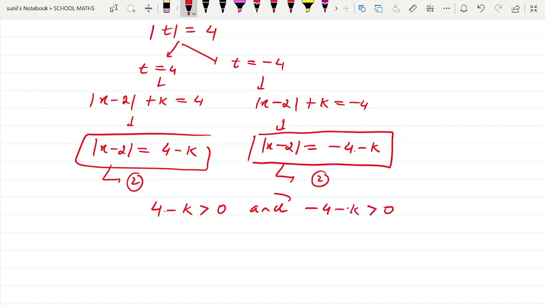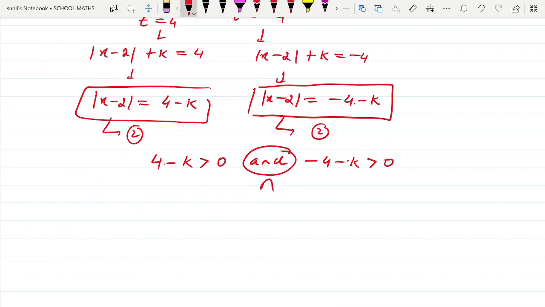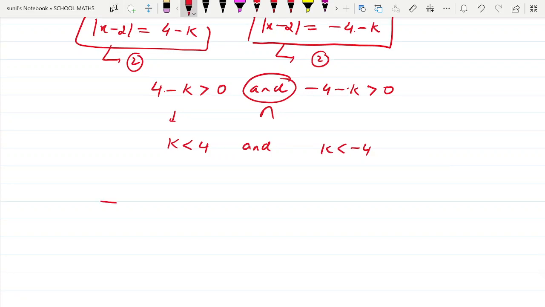Now what do you mean by 'and' in mathematics? That is intersection, common values. So we'll find the common values of this. So it means from this we can say that k is less than 4. And what should I write here? From this I can say that k is less than minus 4. Now let us find their common values.